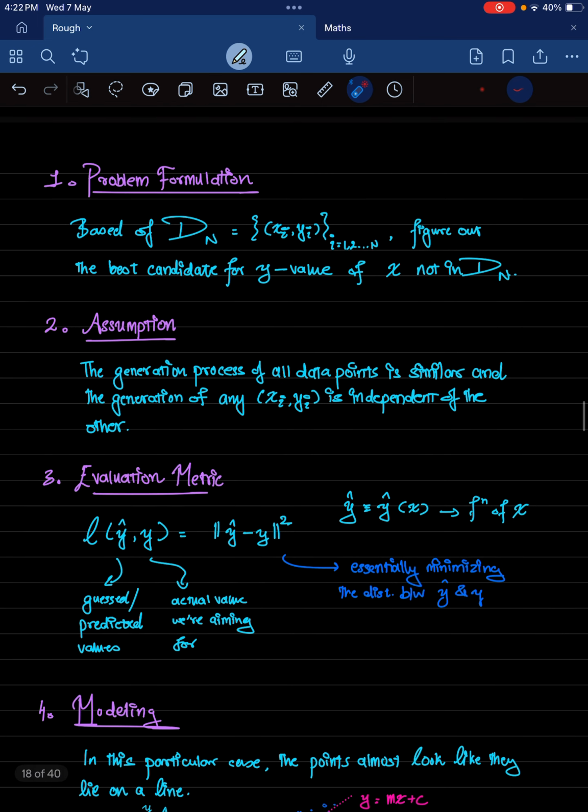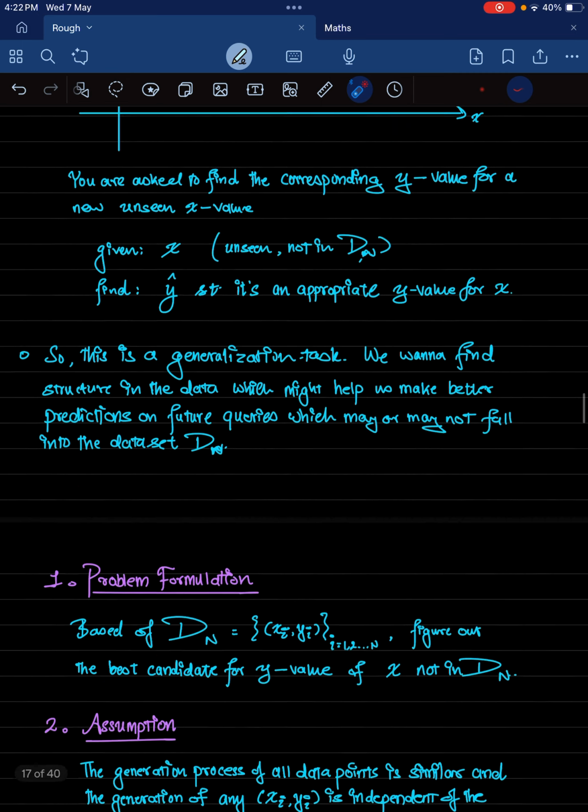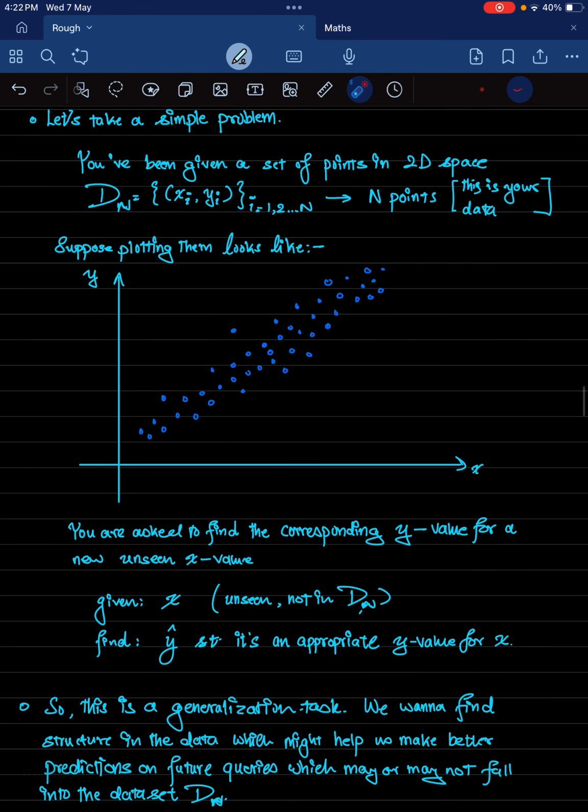Now the assumptions that I'll be making on the data is that the generation process for each of these points in Dn is similar, if not the same, and the generation of any of these points is independent of the other. So whatever points I have generated over here, whatever their process of generation may be, maybe you're using a computer to generate random points like this. Whatever the generation process might be, every point generated is independent of the other. So they are independently generated.